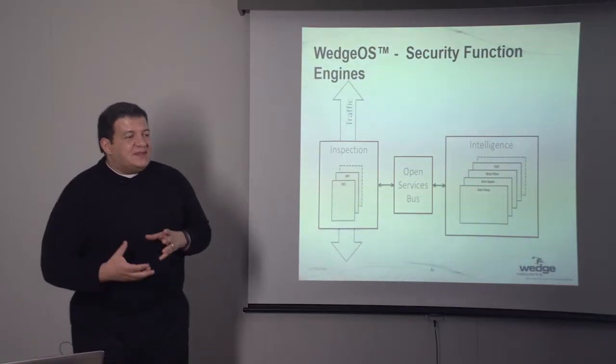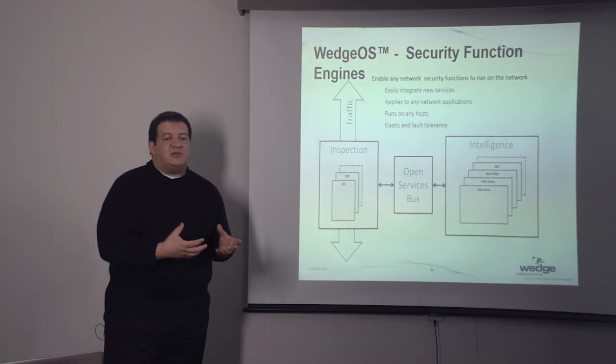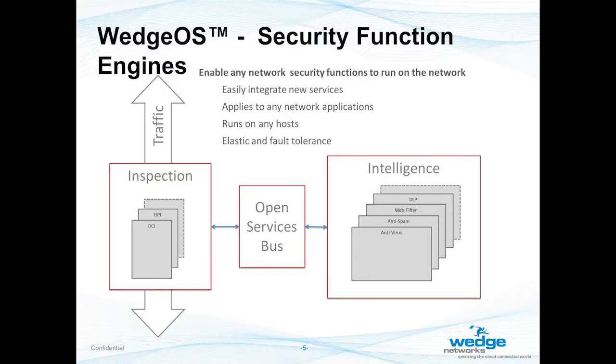So that is basically it in a nutshell. That's what WedgeOS is. We have the inspection module as well as the Open Service Bus that makes the inspected content available, and then we have the intelligence, which is basically the signatures and whatever have you.